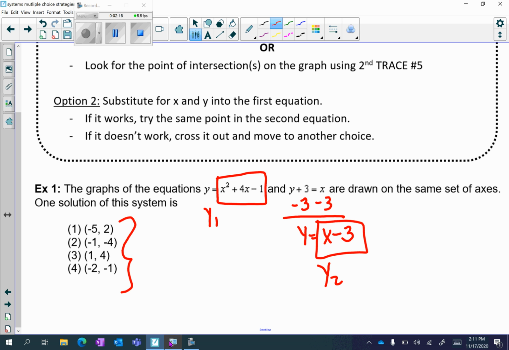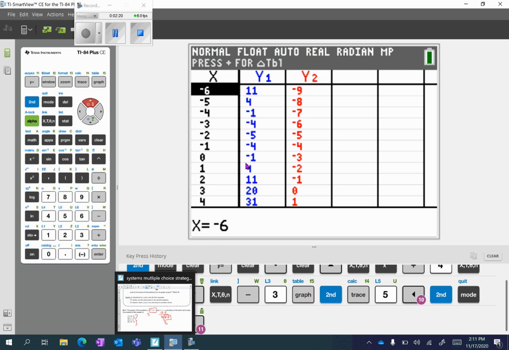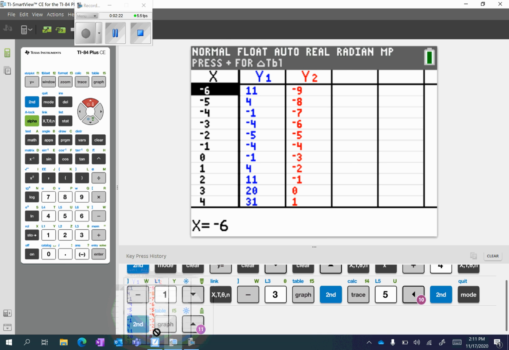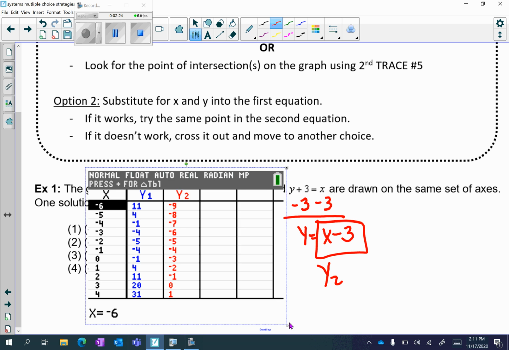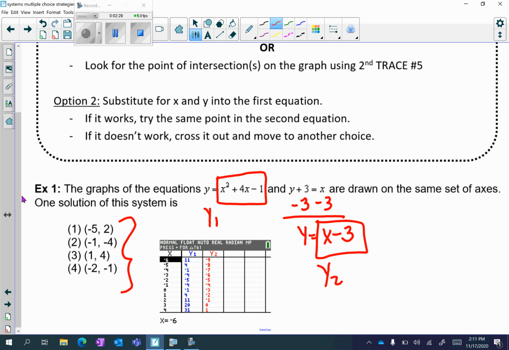So at -5, do they both have 2? No. I can cross that off. Actually going to drag this into my notebook. So at -5, they both don't have 2. At -1, do they both have -4? And the answer is yes. You can see that right there. At 1, they both don't have 4. And at -2, they both don't have -1. So our answer should be choice 2.